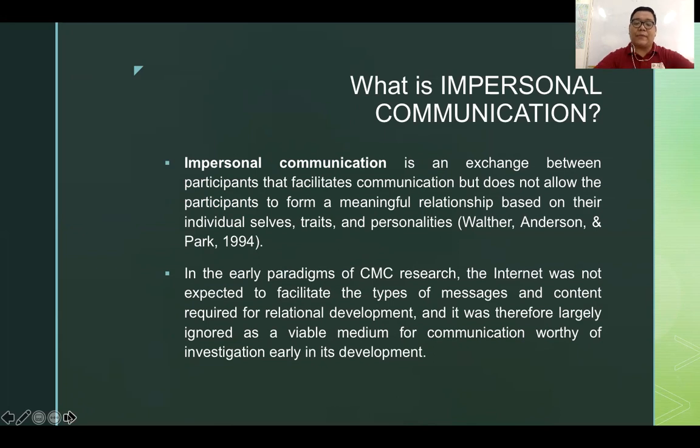Now, in the early paradigms of computer-mediated communication research, the internet was not expected to facilitate the types of messages and content required for relational development, because we know that the internet or computers were discovered primarily to have a specific purpose, and that is to simply relay messages that are text-based. There was no intention to have computers developed to facilitate relational development or to facilitate relationships in general. It was therefore largely ignored as a viable medium for communication worthy of investigation early in its development.